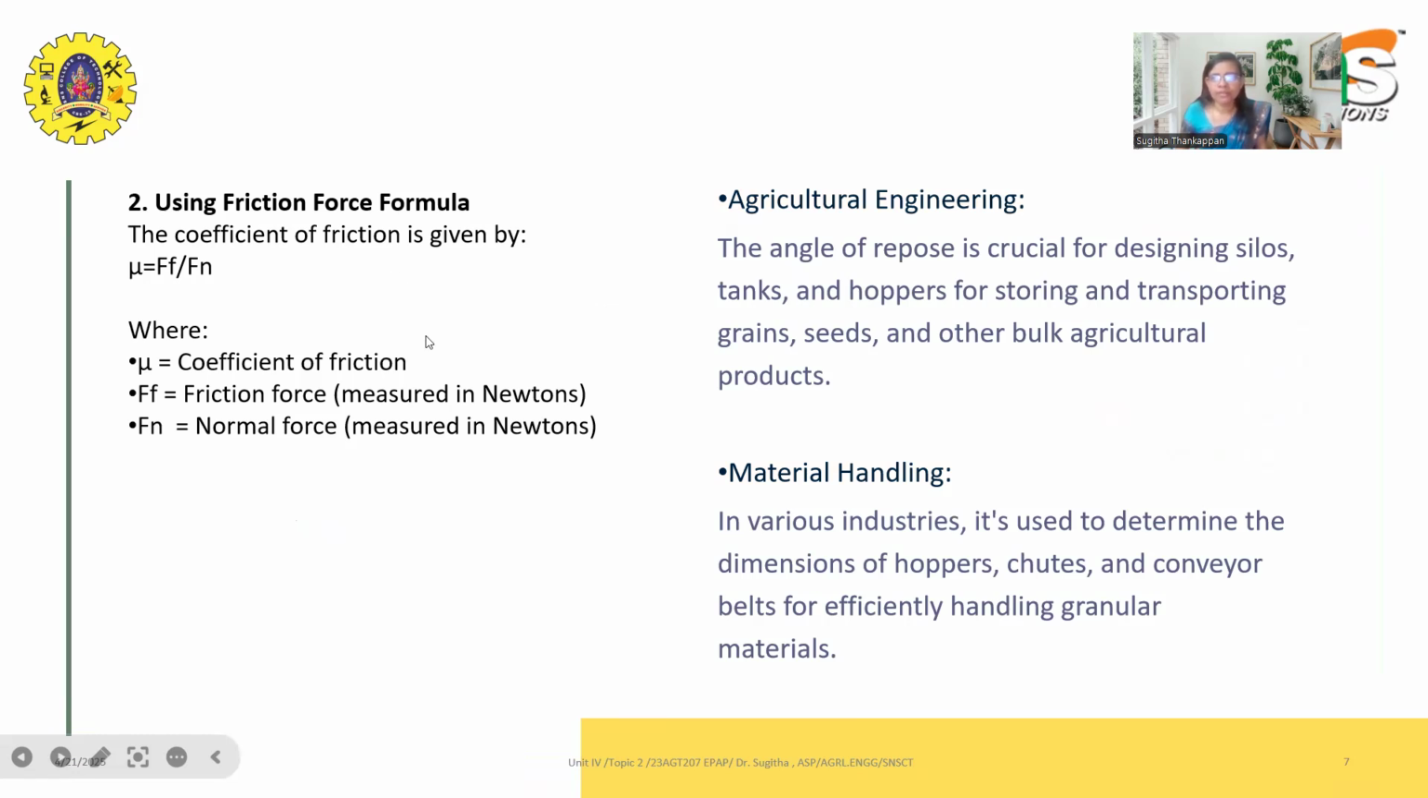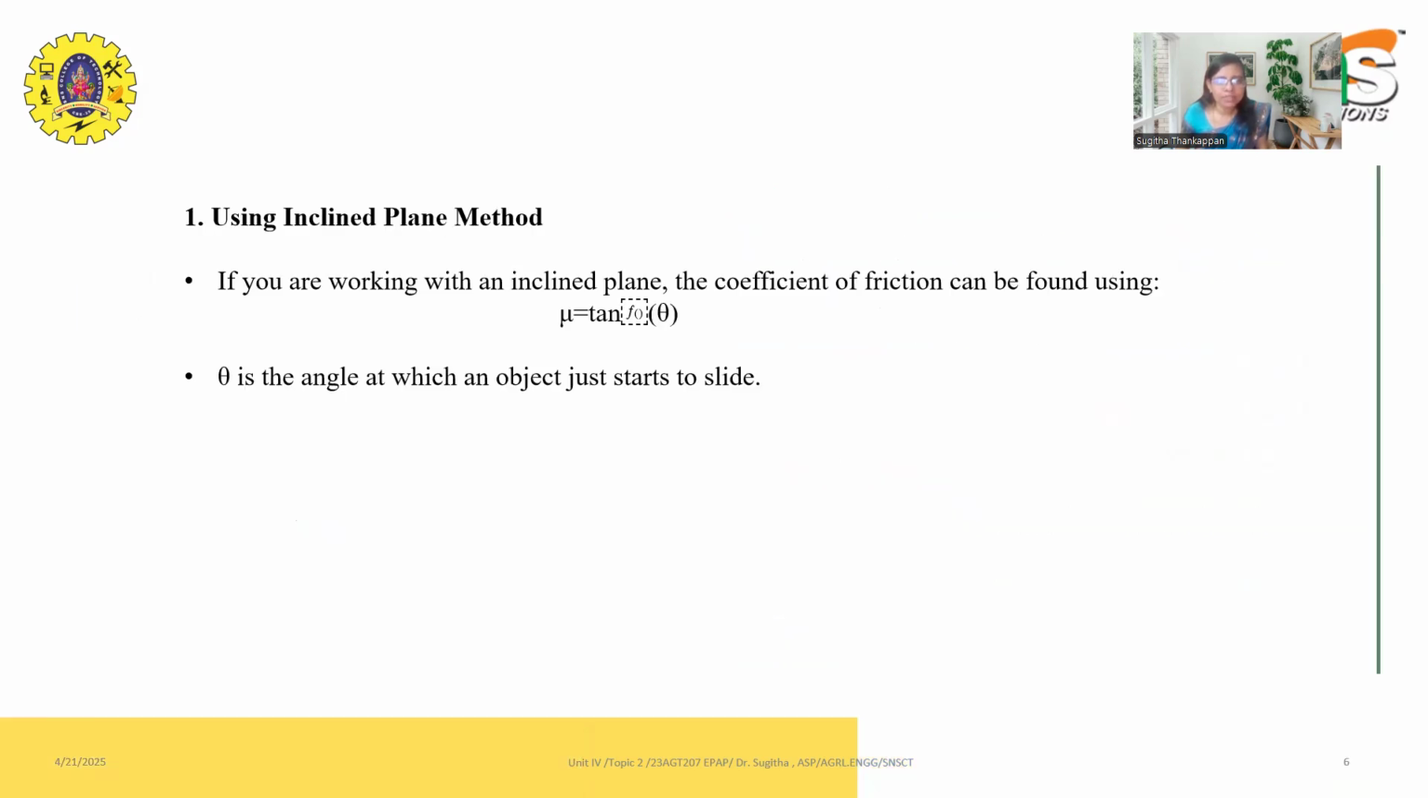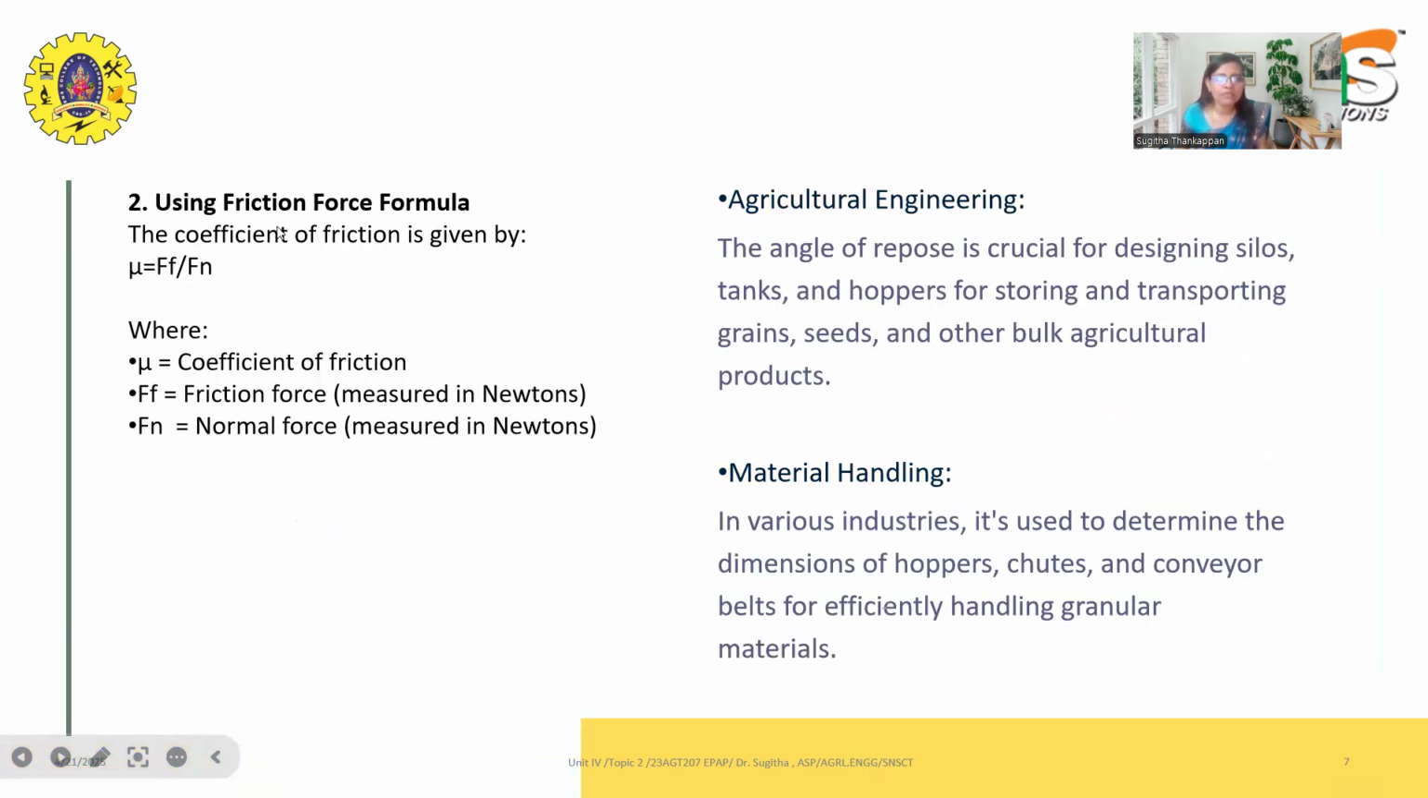So remember, there are two ways you can calculate the coefficient of friction. One is by the inclined plane method, another is by the friction force formula, where in both methods the formulas are quite different. In the inclined plane, you are measuring the angle where the object just starts to slide before coming to rest, whereas in the friction force formula, you are taking into account the two types of force acting on that material, that is the friction force as well as the normal force.